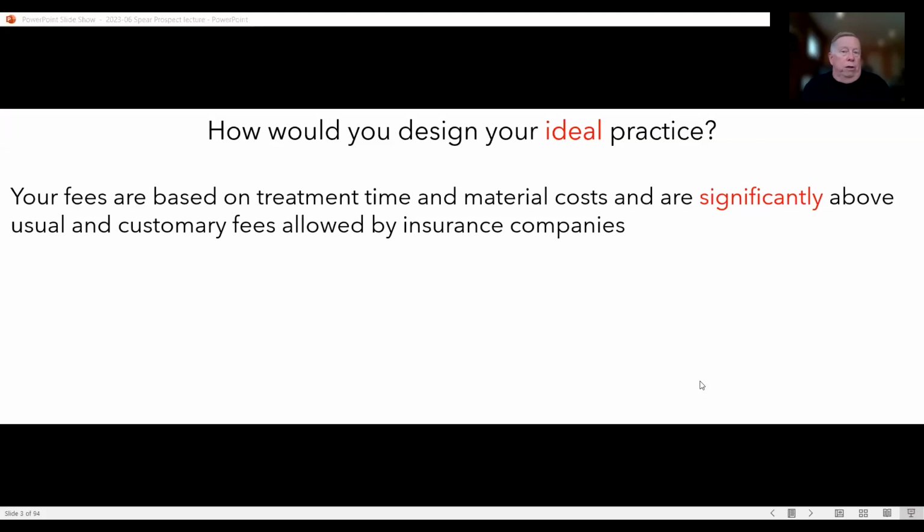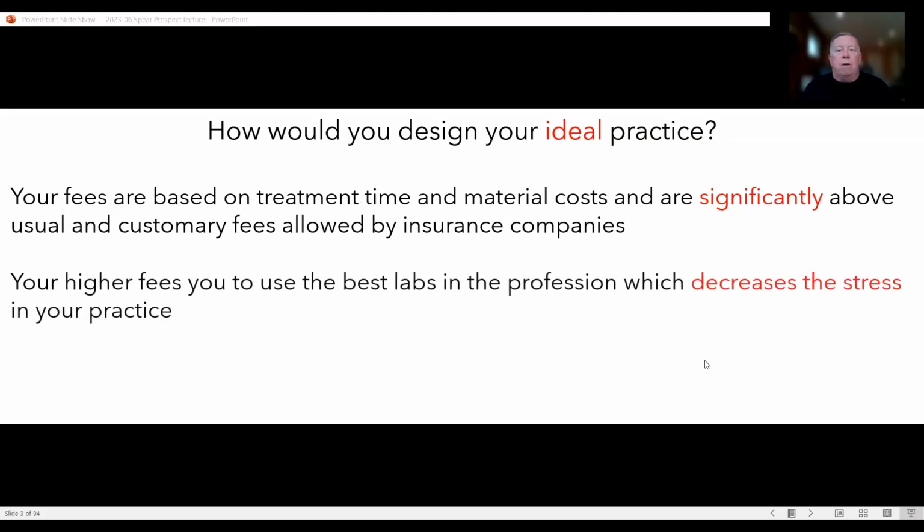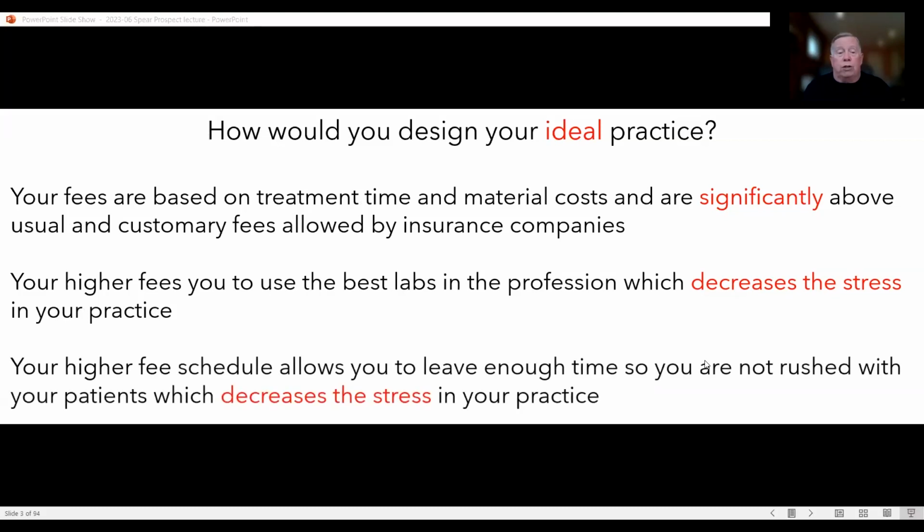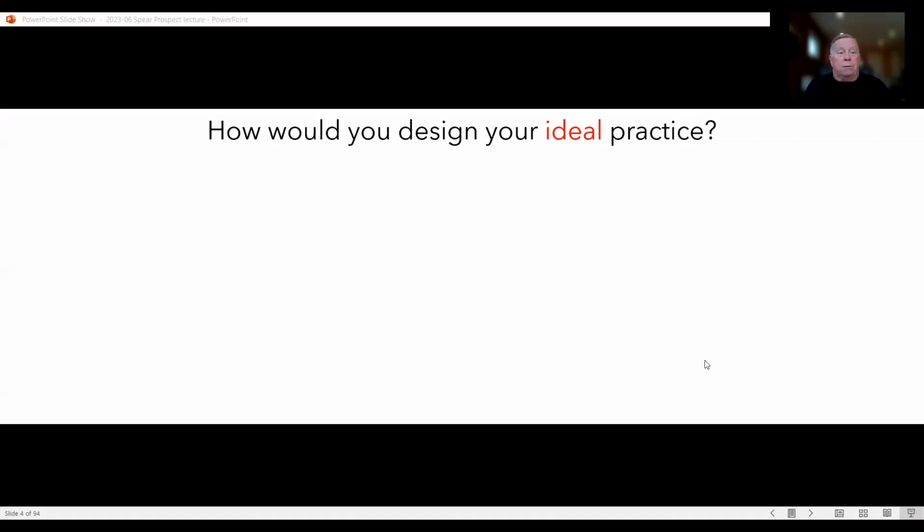Now, your fees are going to be based on time and material costs, and they're going to be significantly above what usual and customary fees allowed by insurance companies are. Those higher fees are going to allow you to use better labs, which is going to decrease the stress in your practice. It's also going to leave you enough time with patients so you're not rushed in your schedule, which is also going to decrease the stress in your practice.